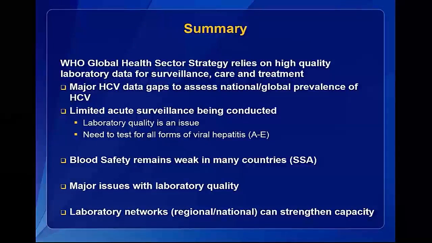So basically, the WHO Global Health Sector Strategy does rely heavily on high-quality laboratory data for surveillance, care, treatment, and prevention. There are major HCV data gaps to assess national and global prevalence. There's limited acute surveillance being conducted, and in those places, laboratory quality is an issue. And there is a need to always remember to test for all forms of viral hepatitis.